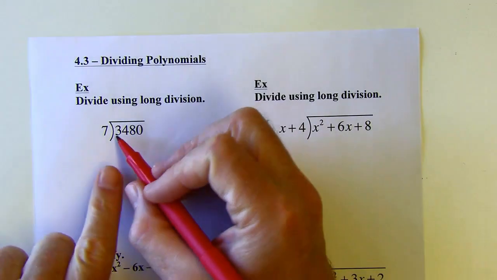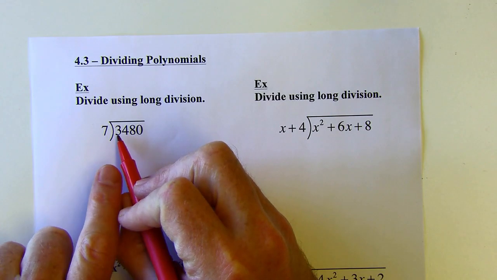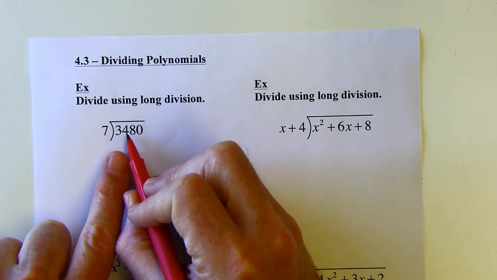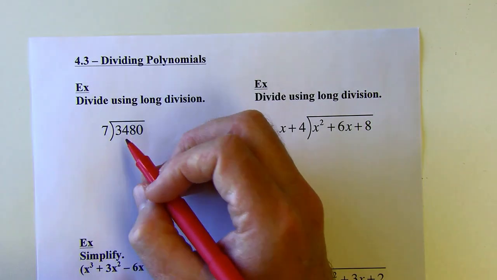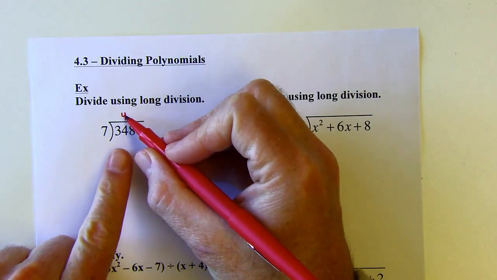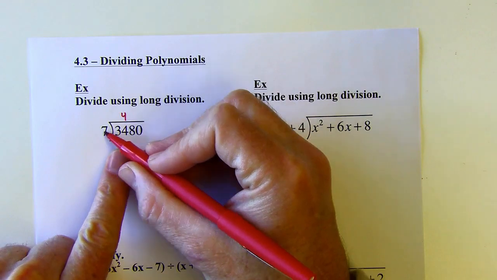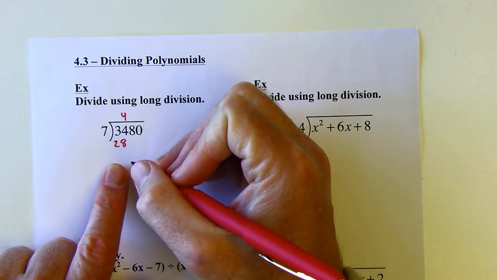So first thing I'm thinking, does 7 go into 3? Well, it doesn't. 3 is too small, right? So then I think, does 7 go into 34? And it does. 7 times 5 is 35, so that's too much. So I can put it in 4 times at most, okay? And then I do 4 times 7, and that comes out to 28, okay? I put that right there.